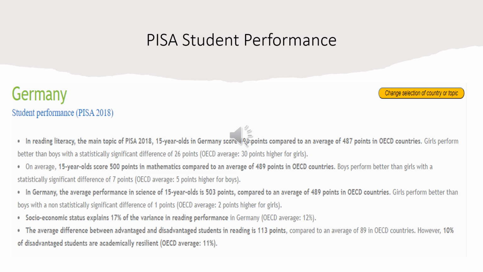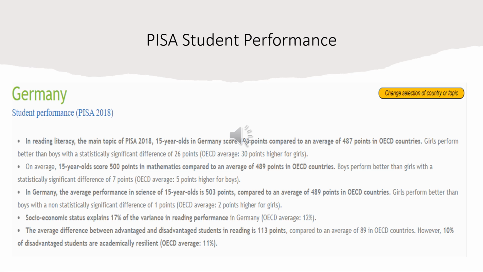On average, 15-year-olds scored 500 points in mathematics compared to an average of 489 points in other countries. Boys performed better than girls with a statistically significant difference of 7 points.